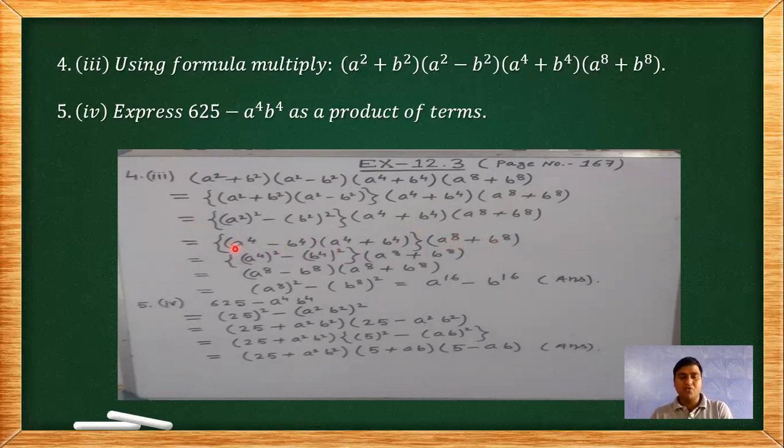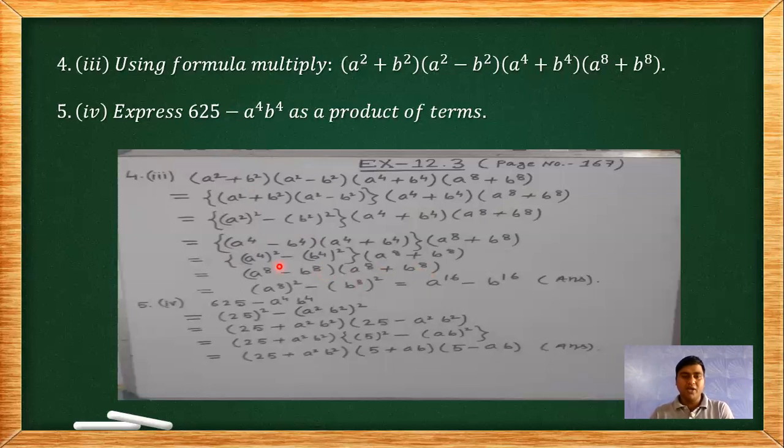So again this is a formula: a minus b into a plus b is a square minus b square. This is (a to the power 4)² minus (b to the power 4)², and a to the power 8 plus b to the power 8 are the same. So (a to the power 4)² is a to the power 8 and (b to the power 4)² is b to the power 8. So this is a to the power 8 minus b to the power 8 into a to the power 8 plus b to the power 8.